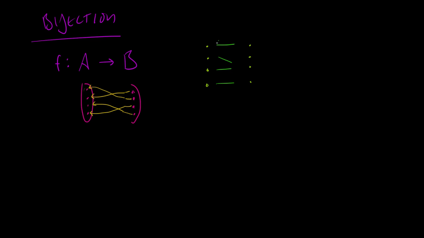So this is not a bijection. This is not a bijection because when I reverse the arrows, there are two arrows coming out of this guy and no arrows coming out of that guy. So this is not a bijection.